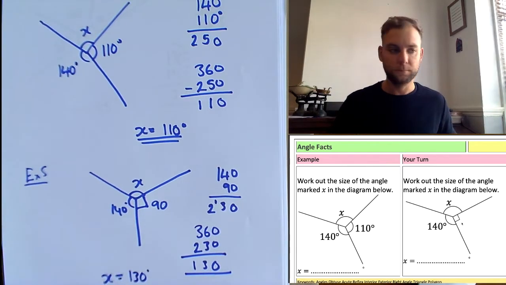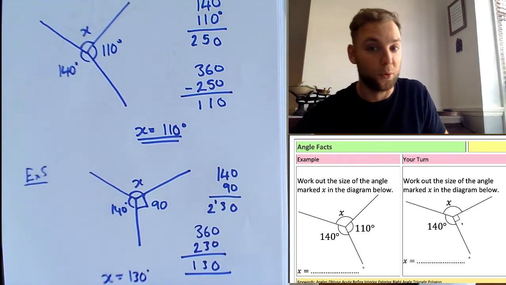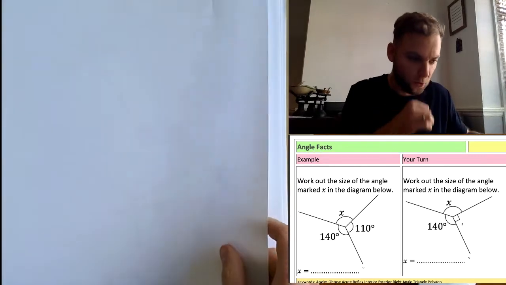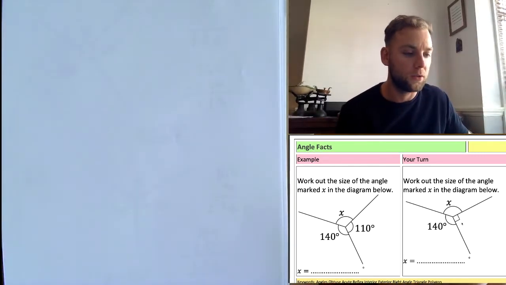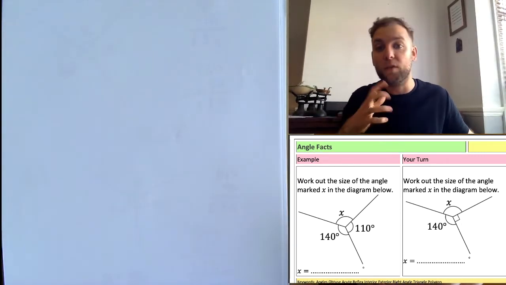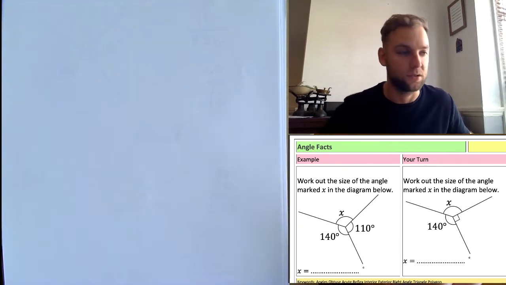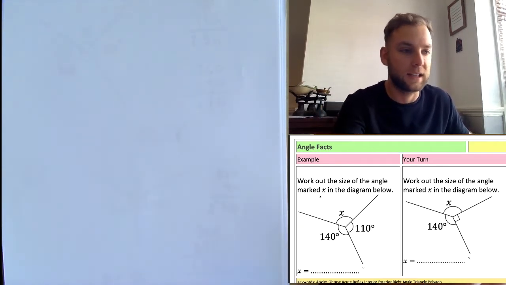Absolutely brilliant. Okay, so that was angles around a point. Again, I know these might be quite straightforward, but we're doing them because I want to make sure we're getting all of the essentials down and you understand all of the essentials, okay? So let's have a look at our next one.